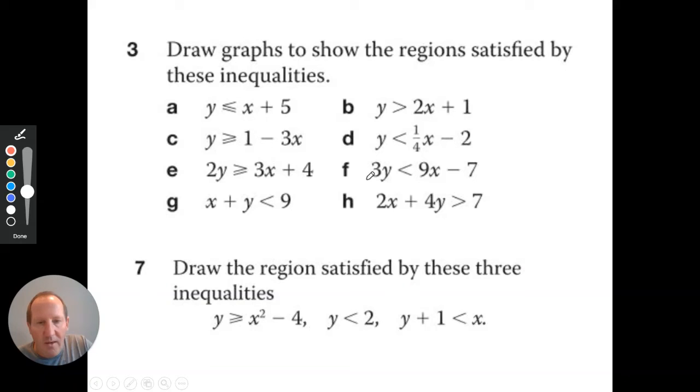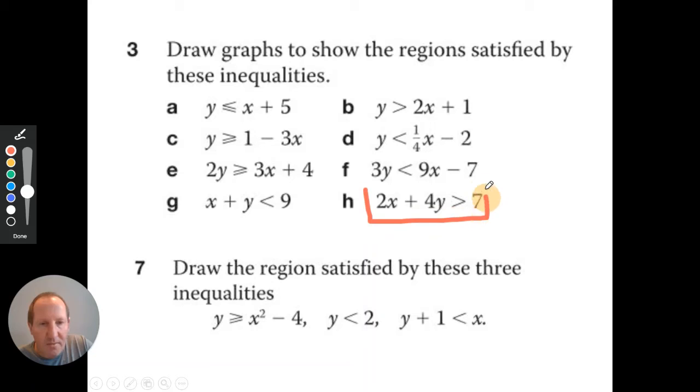If we get one like this, where I've got 3y, for me, the easiest way to do this is just to divide through by 3. So we end up with the equation y equals 3x minus 7 over 3. That will represent the same line as this one would. It's just easier to draw.